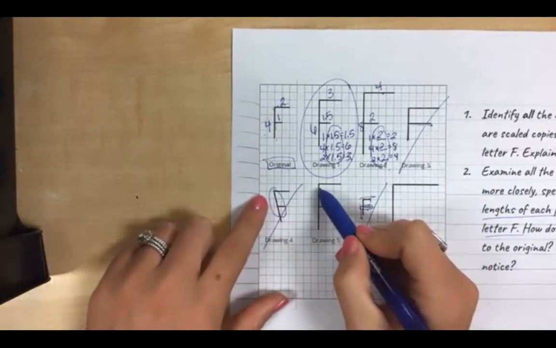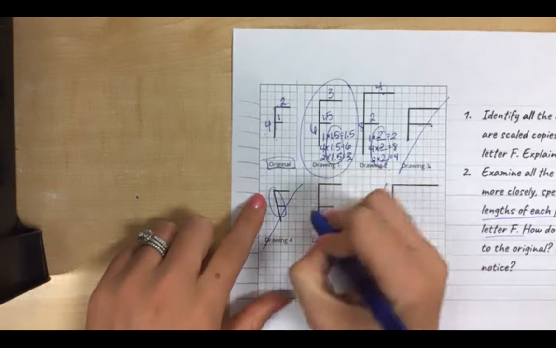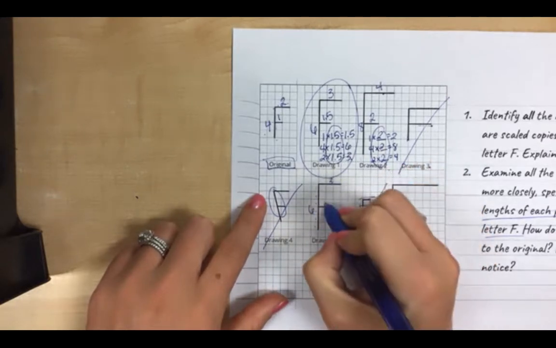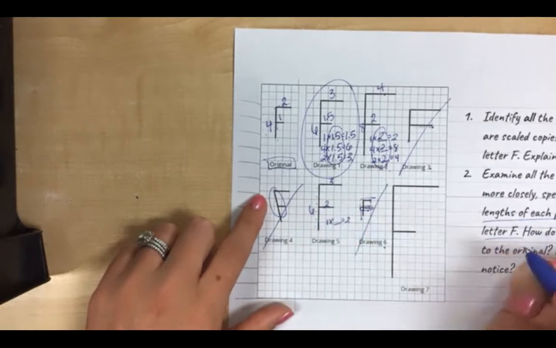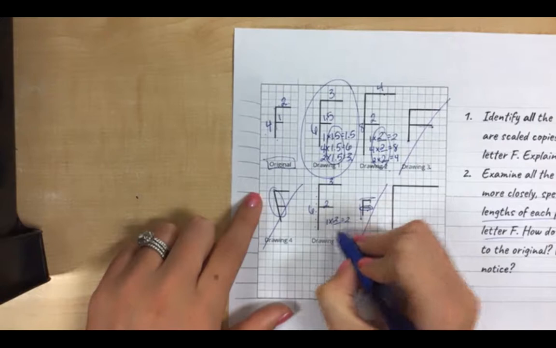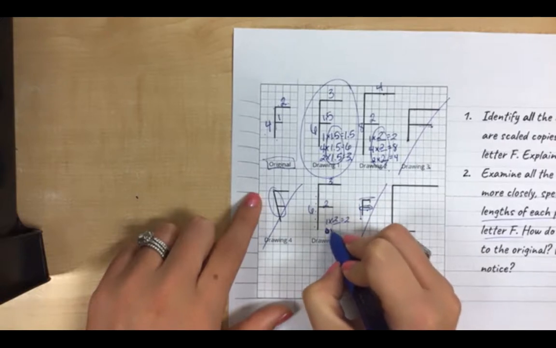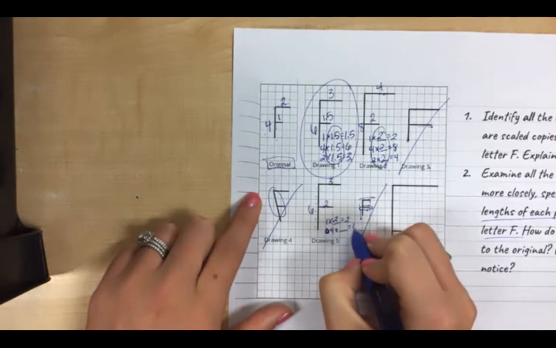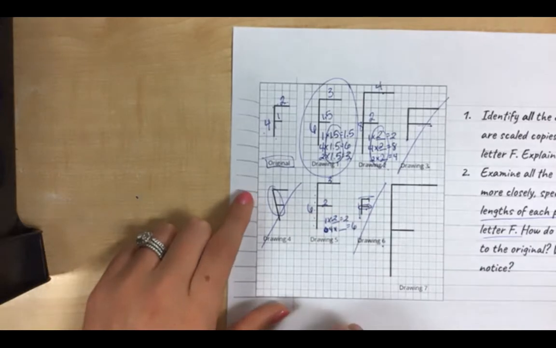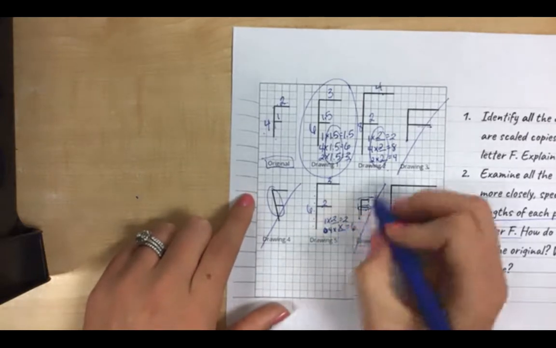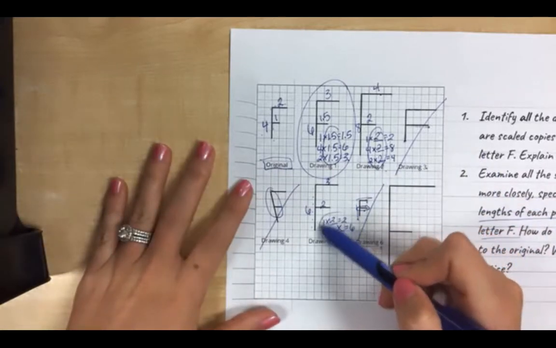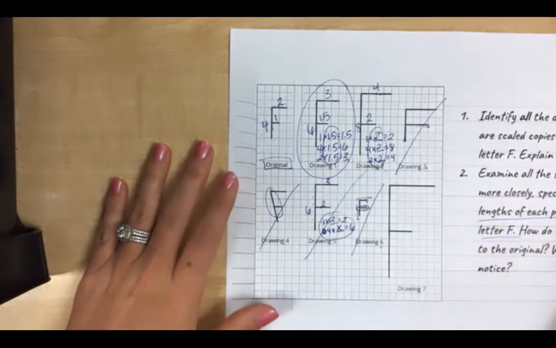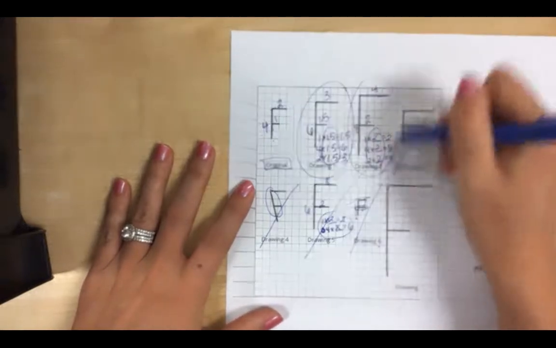So 5, 1, 2, 3, 4, 5, 6 here, 3 here, and 2 here. So 1 times what gives me 2? 2. 4 times what gives me 6? Is 4 times 2 6? Nope. So I don't even have to move on, do I? Because I know that it's not going to be the same. So drawing 5 is not a scaled copy. Drawing 1 and 2 are.